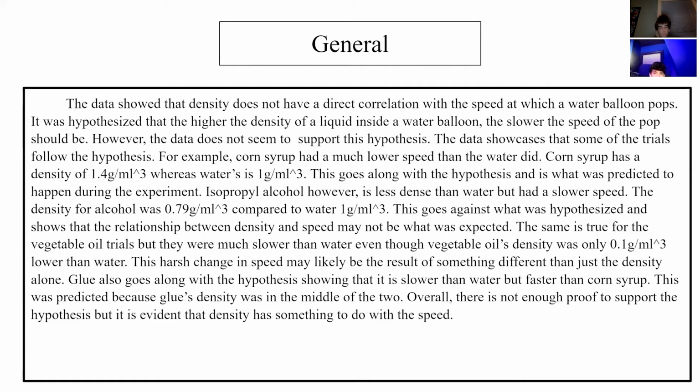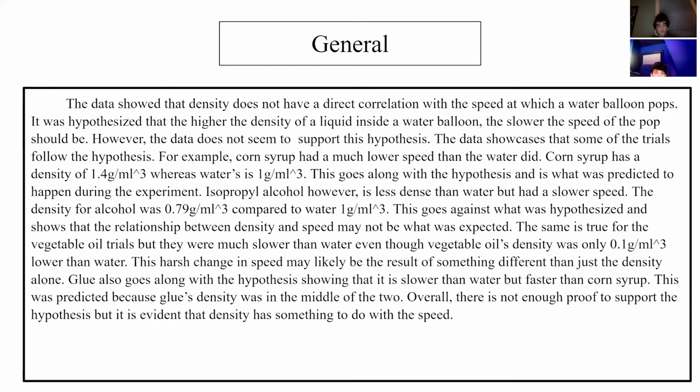This goes against what is hypothesized and shows that the relationship between density and speed may not be what is expected. The same is true for vegetable oil trials, but they were much slower than water, even though vegetable oil's density was only 0.01 grams per milliliter lower than water. This harsh change may be likely the result of something different than just the density alone.